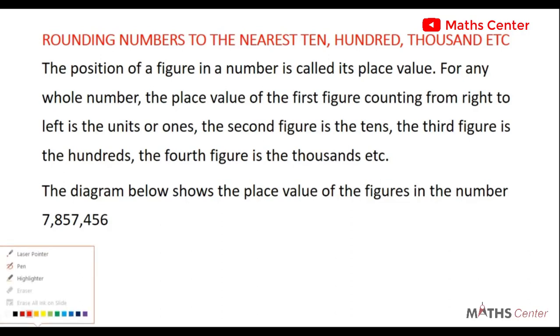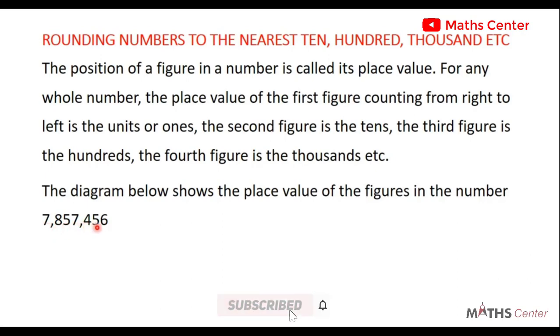Now, this is what we mean. If you have any number, for example, this number here, 7,857,456, we can see that this number is made up of digits. The digits we have here are 7, 8, 5, 7, 4, 5, 6. Now, the position of each of the digits has a value, and that value is what we call the place value. So it's telling us that if you are counting from right to left, the first digit that you meet has a place value of ones. So that's why it says the place value of the first digit counting from right to left is the ones or units. So the place value of 6 here is ones or units.